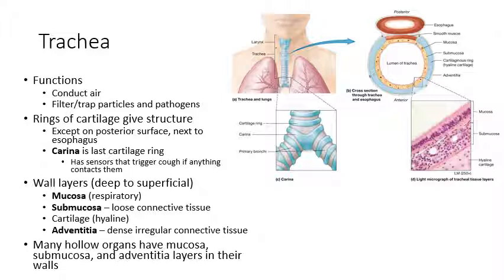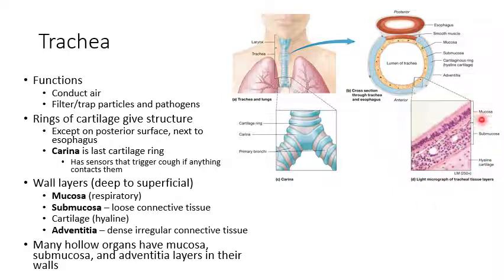Right, the dense irregular connective tissue there is just holding the whole thing together, so it doesn't distend too much. The cartilage is giving it structure so that it doesn't collapse. The submucosa is bringing in blood and nutrients for the mucosa, which has no blood vessels. And the mucosa, in the case of the trachea, is producing mucus and has cilia that are moving any particles or pathogens that make it in up and out, up to the larynx, and then you would clear your throat and swallow it down.